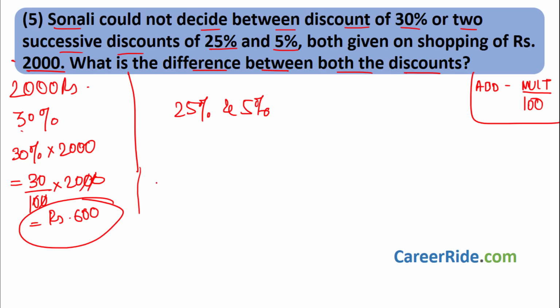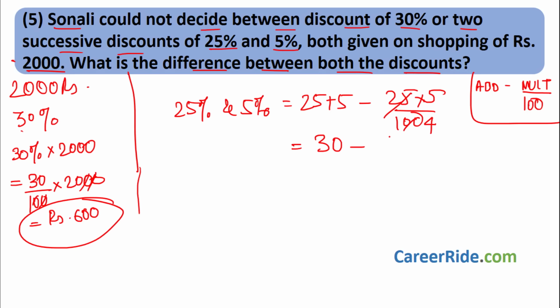Now let's see in second case. We have two successive discounts. So what would be the single equivalent discount for both of them? Add 25 plus 5 minus multiply 25 into 5 by 100. This is 4, 5 by 4. So we will have 30 minus 5 by 4. That is 1.25. That is 28.75%. Right? So she gets 28.75% discount in the second case.